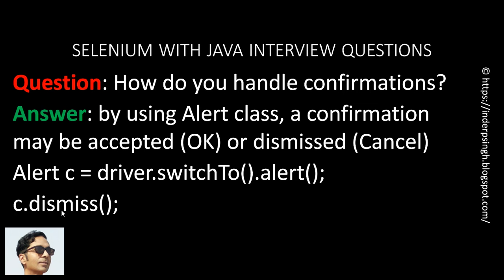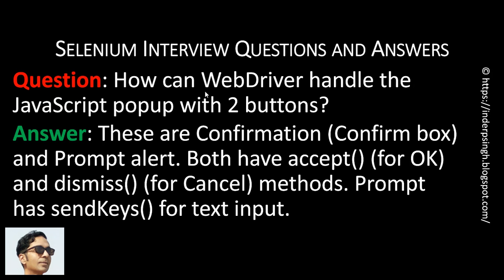this confirmation. How can WebDriver handle the JavaScript pop-up with two buttons? Now there are two types of pop-ups with two buttons. These are confirmation and prompt alert, and both have accept for OK and dismiss for cancel methods. But additionally, prompt has sendKeys where we can give some text input.